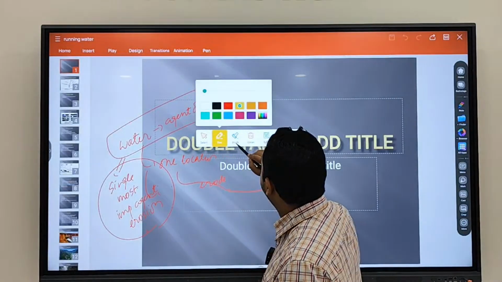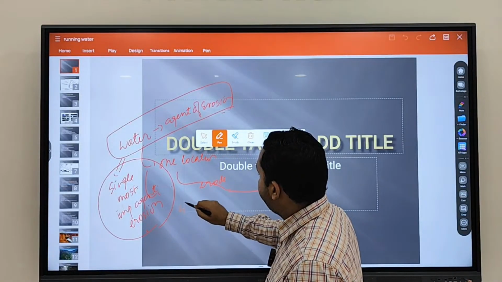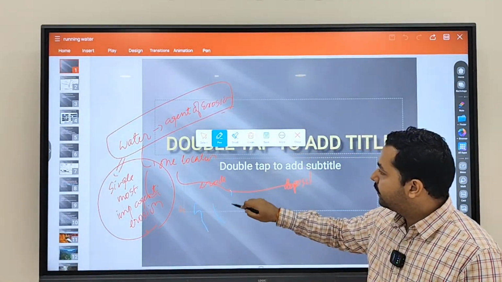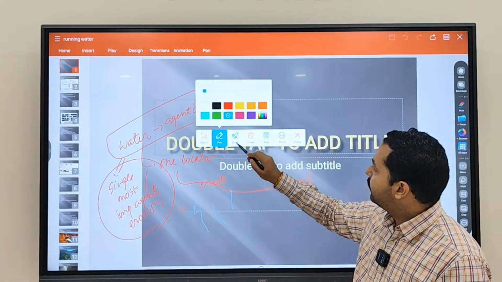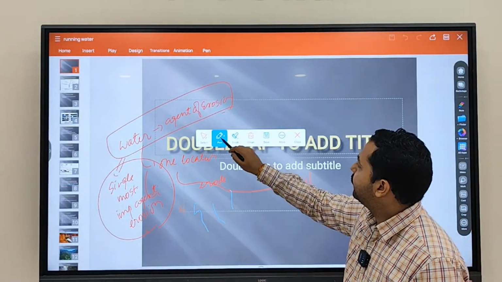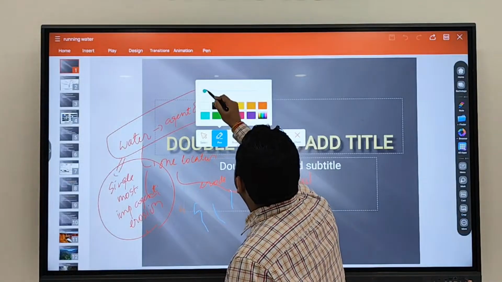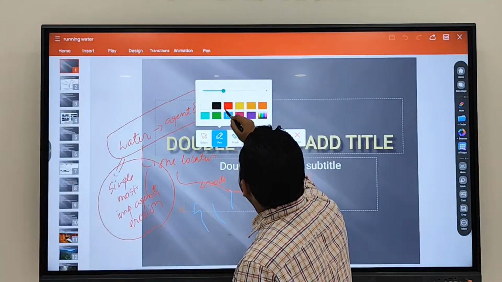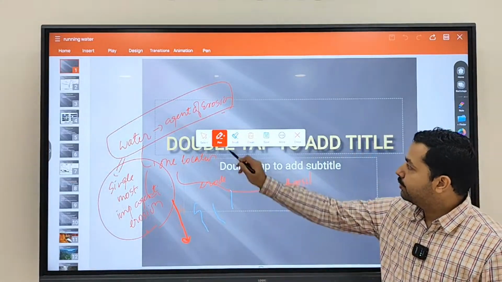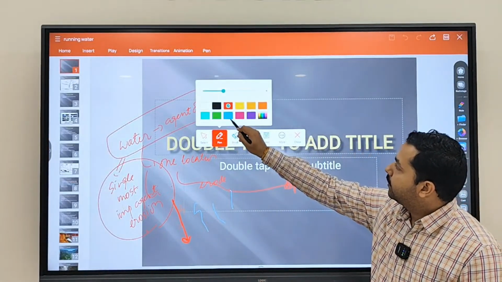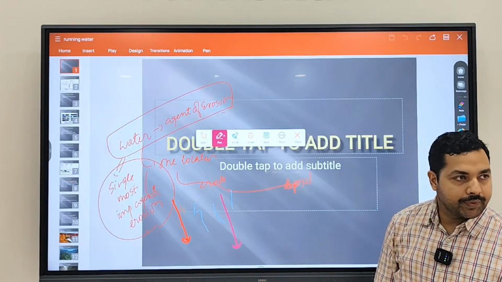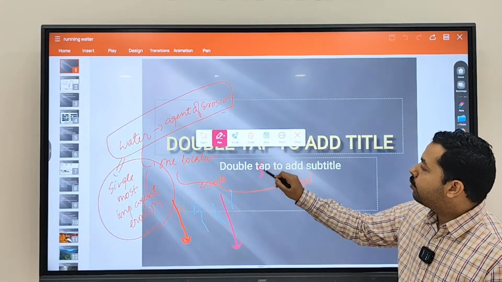Is it visible? Which color is visible? So you can make it. Okay, I'll make it. So this red color is fine, or which color is fine? Pink. This is fine. Okay.